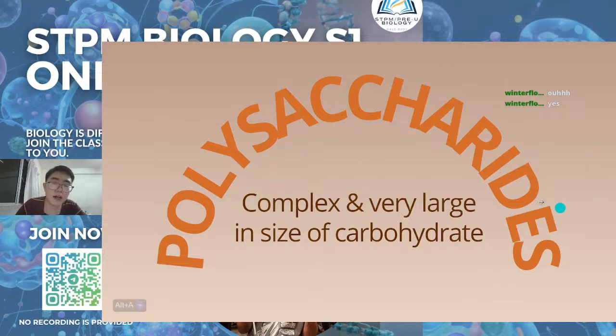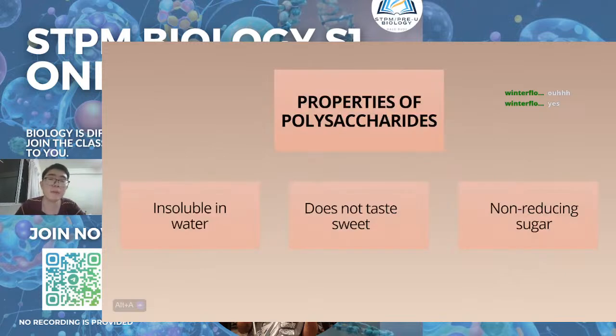So polysaccharide. It is very important, I think. It is a very complex carbohydrate and very large in size. Compared to oligosaccharide, which is normally 3 to 10 monosaccharides, polysaccharide can have 100, even 1,000 monosaccharides. The properties of polysaccharide: it is very insoluble in water, does not taste sweet, and is totally a non-reducing sugar. So it is totally different from monosaccharide and disaccharide. One example is rice. Is rice soluble in water?